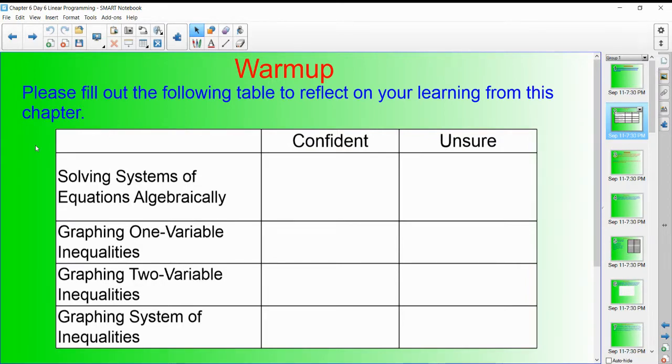Okay, I want you to either make this table in your notebook, think about it for a minute, pause the video. Are you confident in each one of these skills, or are you unsure? And if you're unsure, what is your plan to get from unsure to confident? So pause the video, fill it out. Let's see where we are.